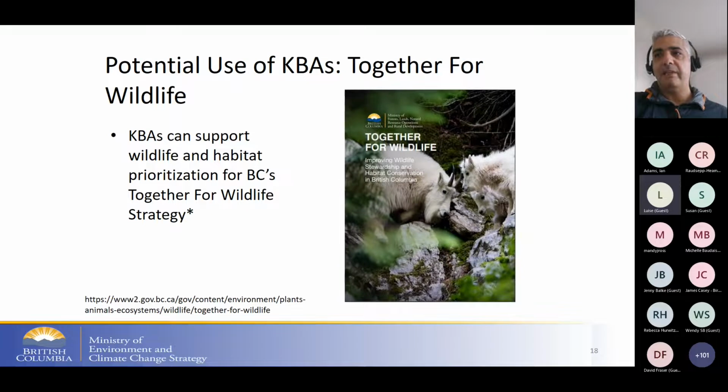The last example I'll speak to is the Together for Wildlife initiative, and this is another active stream of work within government. Together for Wildlife has goals and actions that KBAs will likely be helpful in addressing. For example, goal 3 of the strategy states that stewardship actions achieve tangible benefits for wildlife. The strategy also has actions around priority lands for the province's conservation lands program. And action 11 states, we will make investments to manage existing conservation lands and acquire new priority lands for wildlife stewardship. Next slide, please.